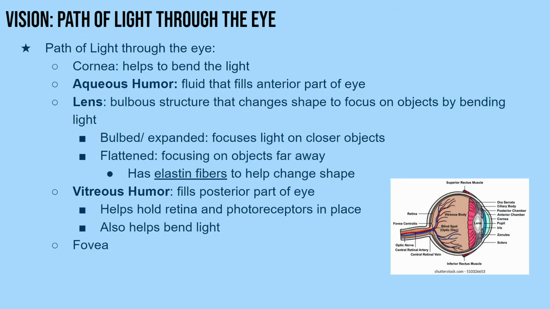And then this is just the path of light through the eye. The cornea is first, it helps to bend the light, and then you have the aqueous humor, which is a fluid that's at the front part of the eye. The lens changes shape to focus on objects by bending the light. When it's expanded, it's focusing light on closer objects, and when it's flattened, it's focusing on objects far away. And it does this by using its elastin fibers.